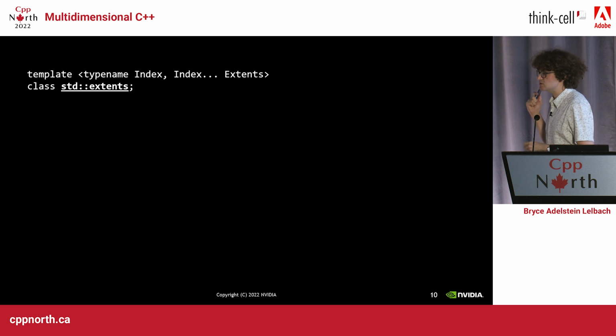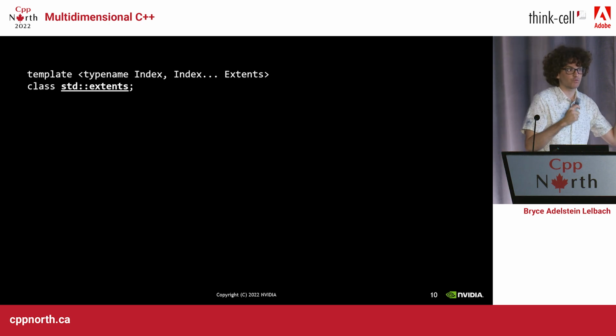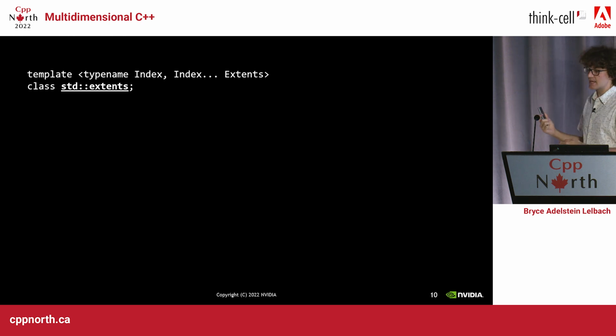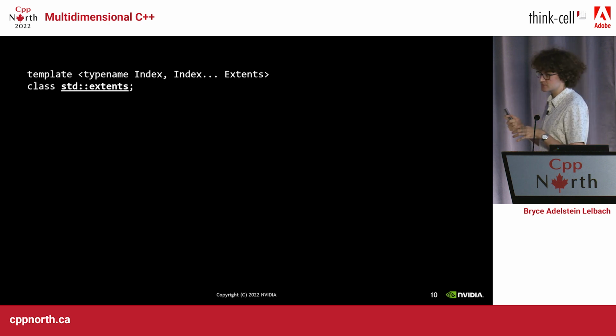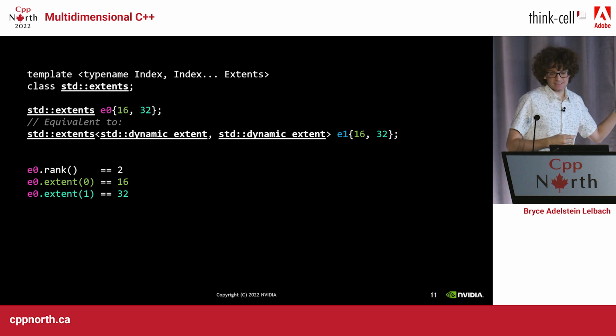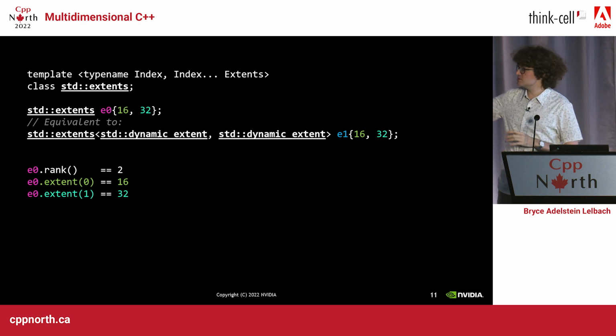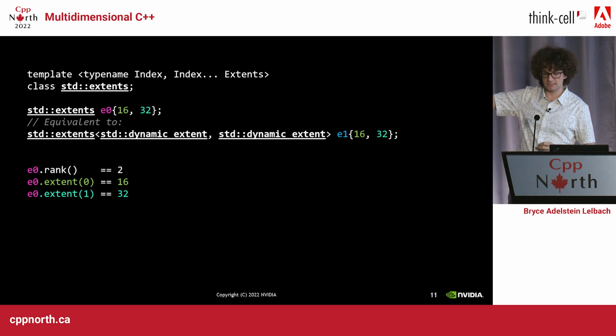So mdspan uses these extents objects to express the number of dimensions in a space, the rank, and their length, the extents. So extents objects take a variadic number of integrals as template parameters. For dynamically sized extents, this magic value dynamic_extent is used as a template parameter, and the extent is passed to the constructor. Now you might notice that this can get to be a little bit verbose if you look at this E1 example.